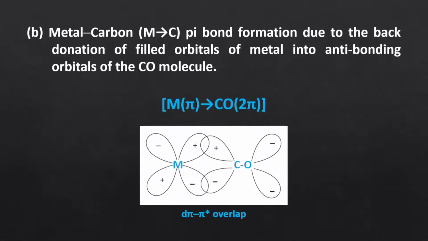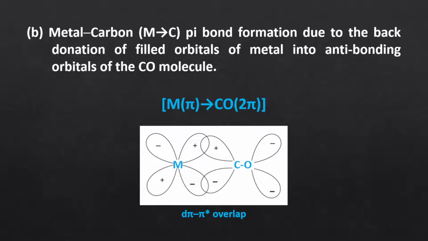The second one is the metal-carbon pi bond formation. It is formed due to the back donation of filled orbitals of metal into antibonding orbitals of the carbonyl molecule. This type of bonding is called back bonding or d-pi-pi antibonding overlap. The schematic diagram depicts the sidewise pi overlapping of the filled d orbital of metal with vacant carbonyl orbitals.